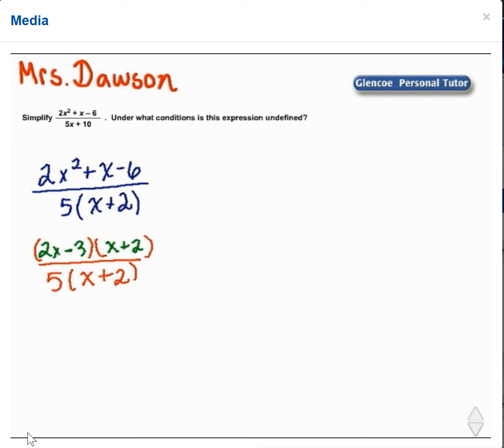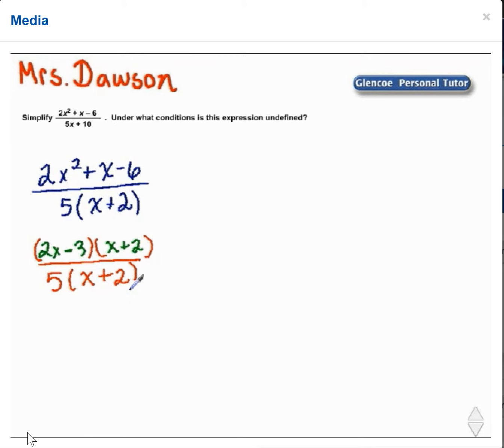And then we want to check it. 2x times x is 2x squared, so the first term is fine. The outside we have 2x times 2, which is a positive 4x. Inside, negative 3x, and those two combined together do give us a positive x for the middle term of this trinomial. Negative 3 times positive 2 is negative 6. So the factored form of the original expression is shown here in the red and green.